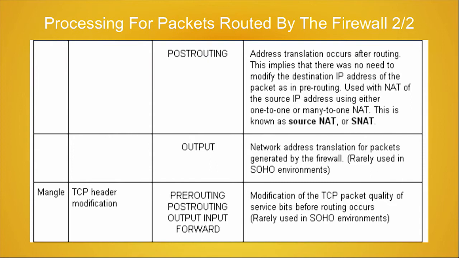You can also do it post routing, which is known as the source network address translation, and you can also do it for the output, for packets generated by the firewall. This is not much used in small office, home office environments. Similarly, mangling is TCP header modification, and you could do pre-routing, post routing, output, input, forward, etc.